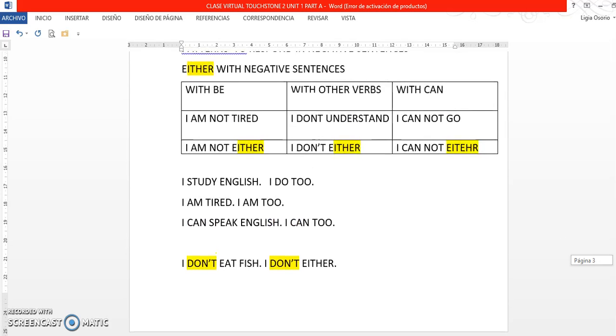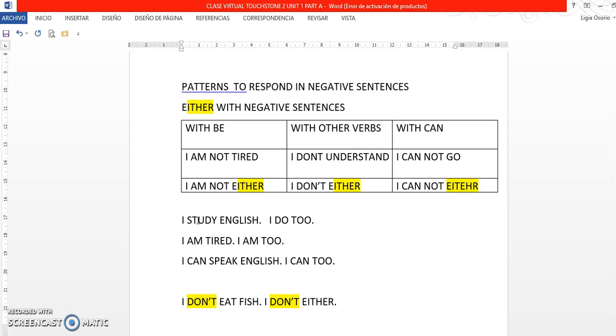Okay? In affirmative, I study English. Remember that you are not using the verb to be here, therefore you need a helping verb, and this helping verb is do. I do too. Remember, too is placed at the end of your sentence. I am tired. The same pattern you are using here is the same that you are going to use in your response. I am too. Alright? I am tired. I am too. If you are using can in your sentence, it's the same pattern that you're going to use in your response.